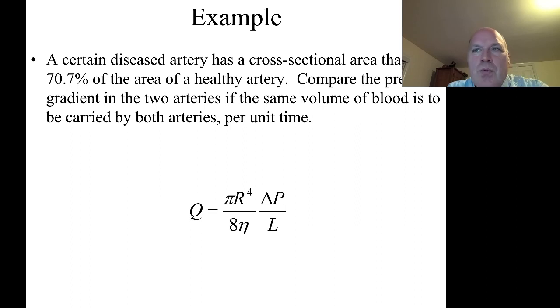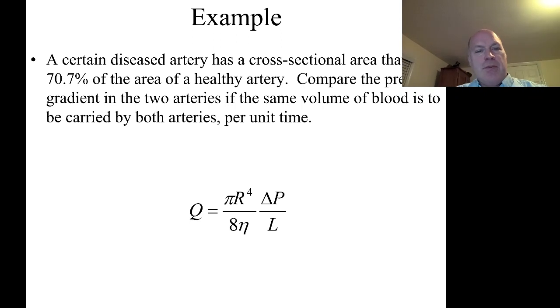Okay, ready? We're going to do a problem here using, well, Poiseuille's law. A certain diseased artery has a cross-sectional area that is 70.7% the area of a healthy artery. Compare the pressure gradient in the two arteries if the same volume of blood is to be carried by both arteries per unit time.